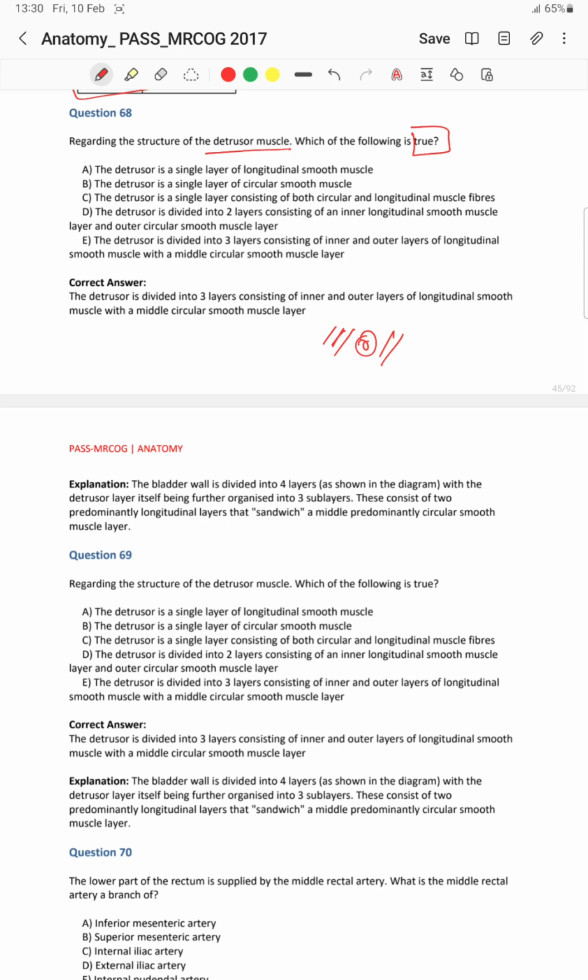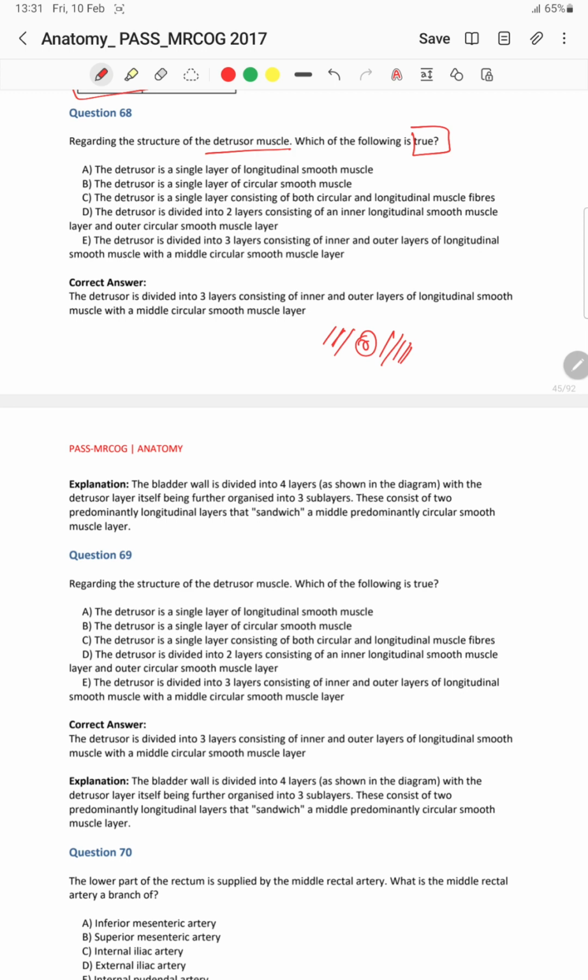So let's come to the answer. We know that the detrusor muscle is divided into three layers, and it consists of the inner and outer layer being the longitudinal, as we have discussed here, and the middle is the circular layer. So let's see the options.